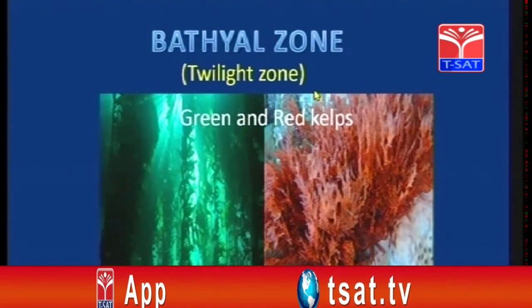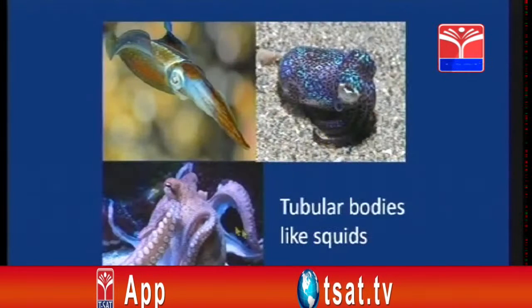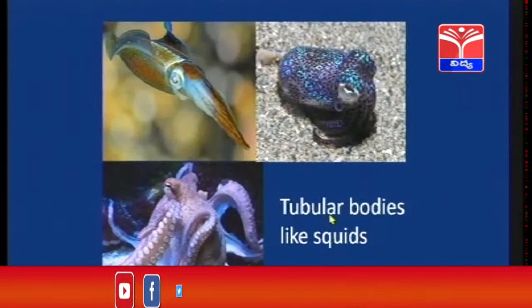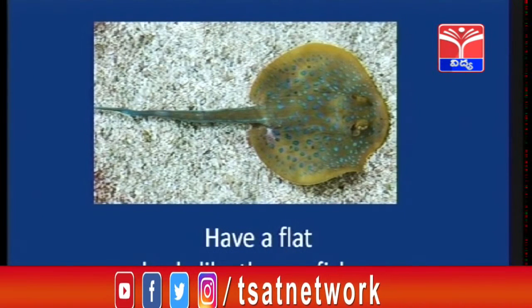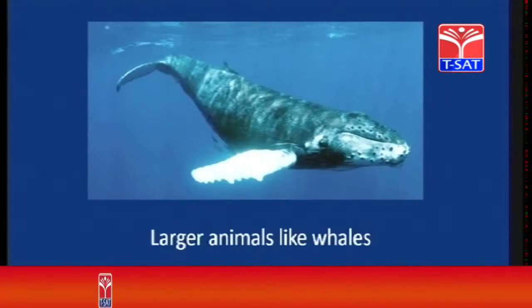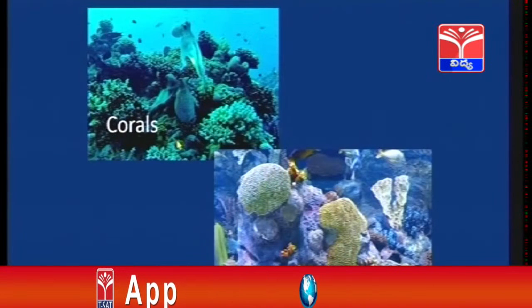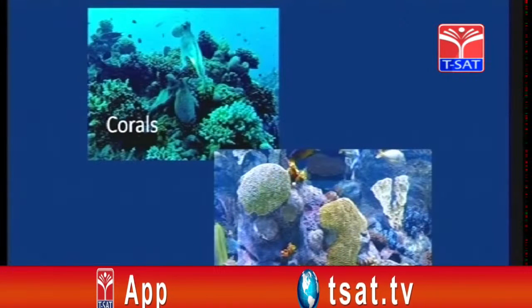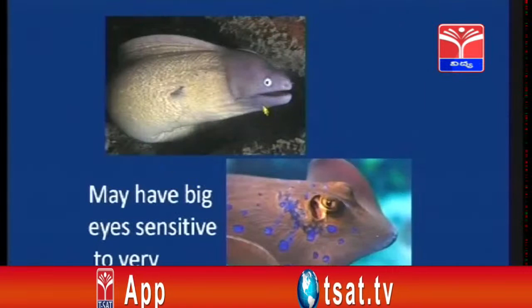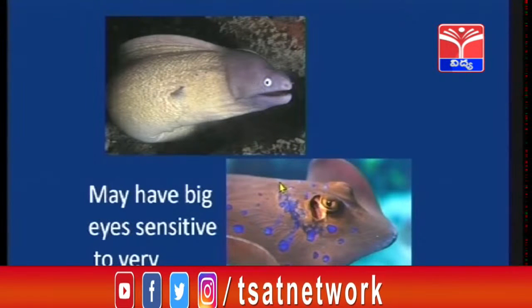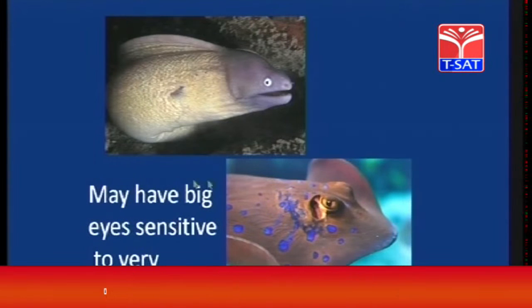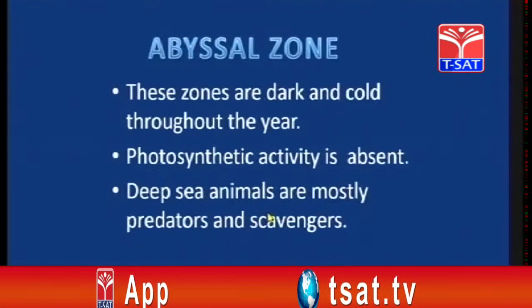Bathyal zone, twilight zone. You can see green and red kelps, trouts, and tubular bodies like squids, and flat bodies with fin rays, that is ray fishes. Large animals like whales are present. Corals are also present. Sponges are also present in this region, children. Now, in this region, they have big sensitive eyes because the light in this zone is very dim, that is the twilight zone. That's the reason they have big sensitive eyes to see in the dim light.